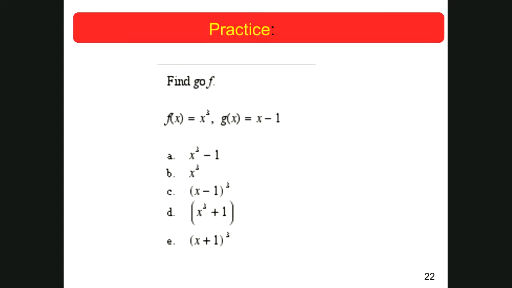Practice problem, g of f. Okay, so I would rewrite this as g of f of x. Well, I know what f of x is. That's x to the third. And I have to plug x to the third into the g function, so that's going to be x to the third minus 1. Letter A.